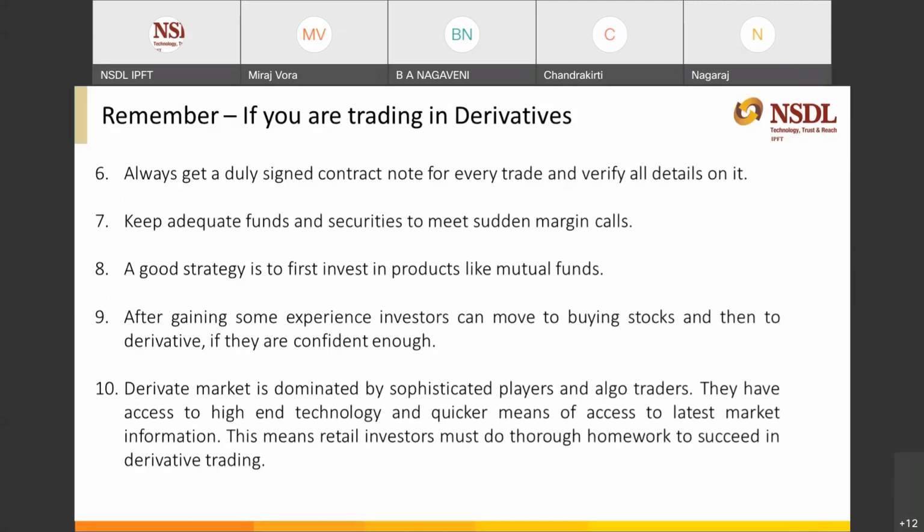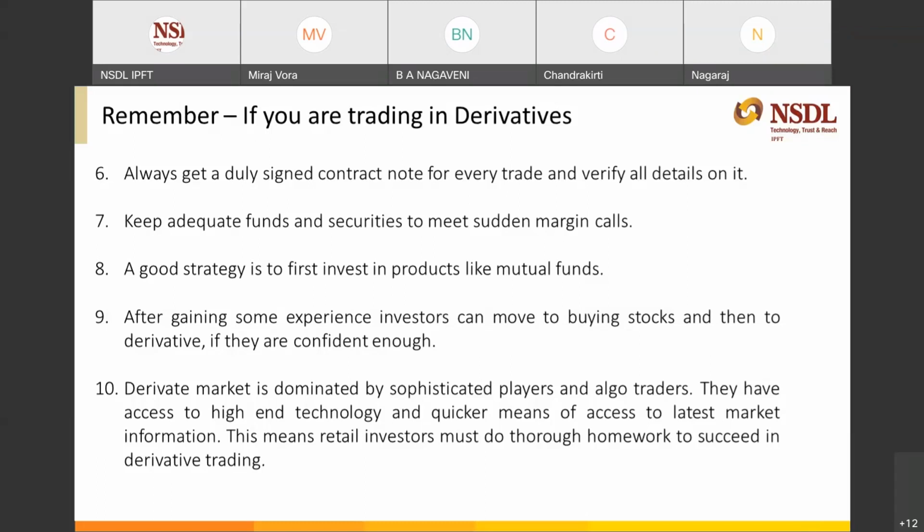Also, derivatives are leveraged instruments. So you need to have sufficient funds in your account before you trade in derivative segments, because the movement in derivatives might require you to deposit additional amounts as margins or securities to hold on to your trades. So it would always be prudent to have funds in excess of the initial margin requirement.